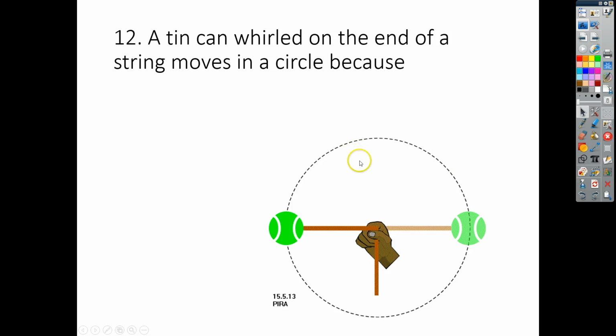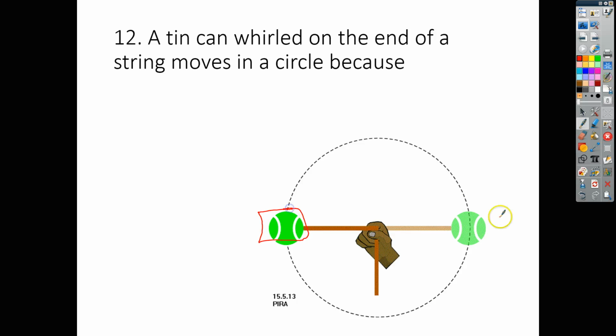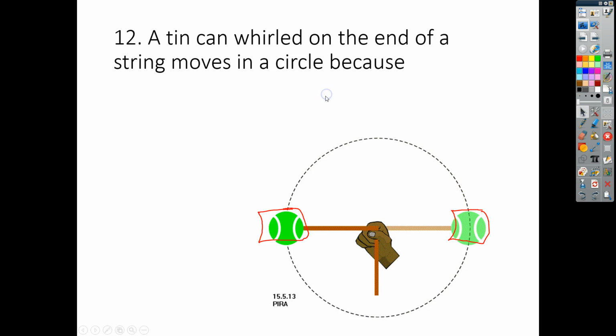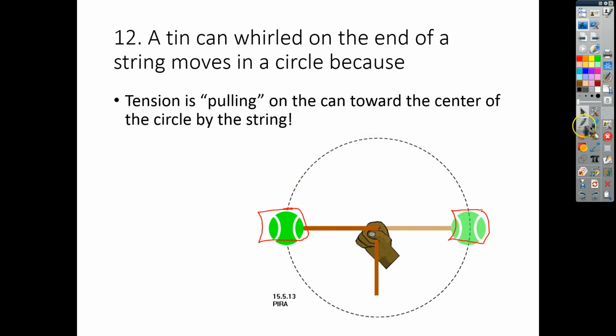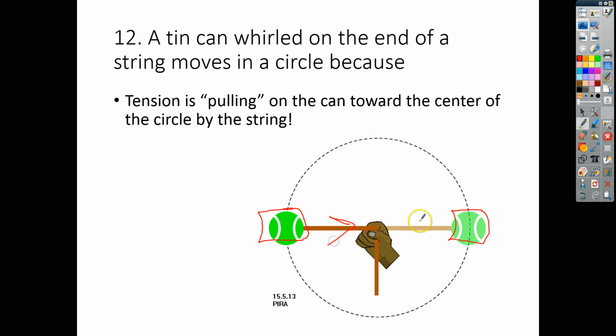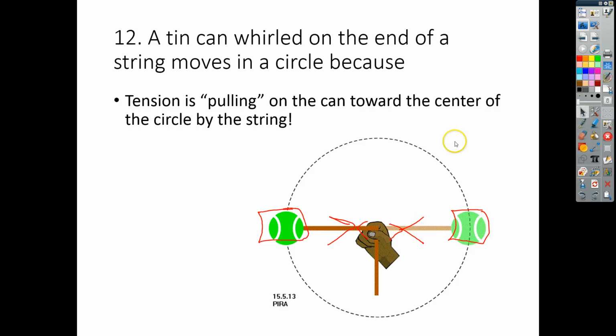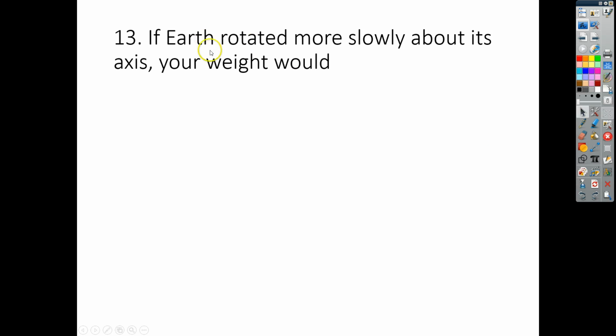For number 12, a tin can is rolled on the end of a string, so we're going to pretend that these tennis balls are really tin cans. And as it is swinging in the circle, it swings in that circle because the tension is actually pulling that can in. So there is a force of tension that is pulling it towards the hand. And then there's also a pull from the can on the hand, but this keeps it moving in a circle. So we don't have to say centripetal force, we can just say tension or normal force. If the Earth rotated a little bit more slowly, your weight would increase.